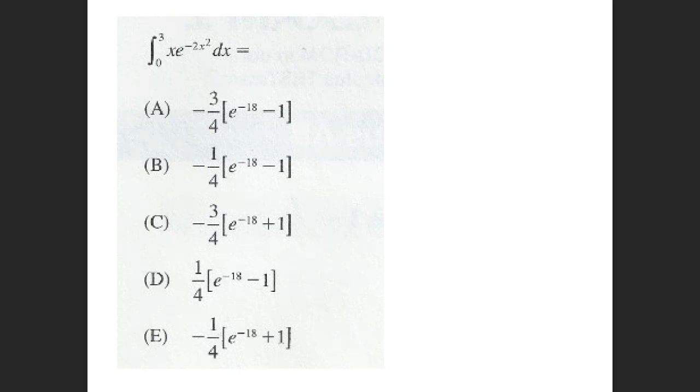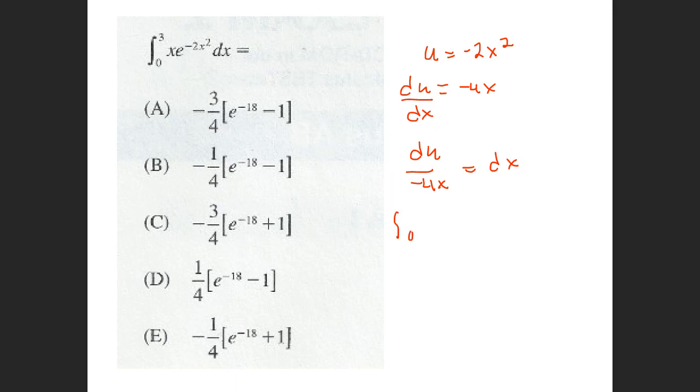Letter B. All right, now I was answering a couple emails, so I didn't do the problem yet. So let's take a look here. I'm going to let u equal negative 2x squared. Du is equal to negative 4x dx. So then du over negative 4x equals dx. And then I'm going to substitute in. I've got the integral from 0 to 3 of x times e to the u times du over negative 4x.